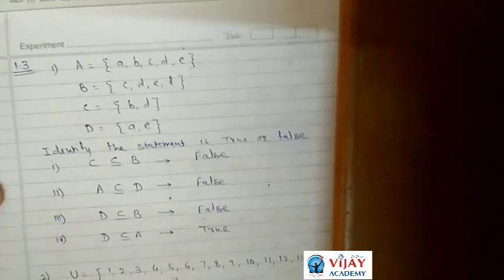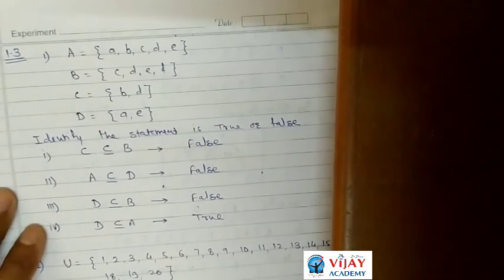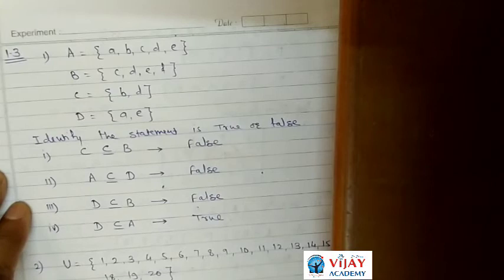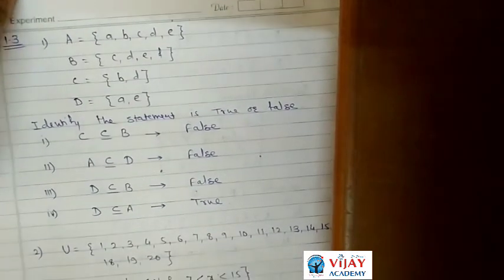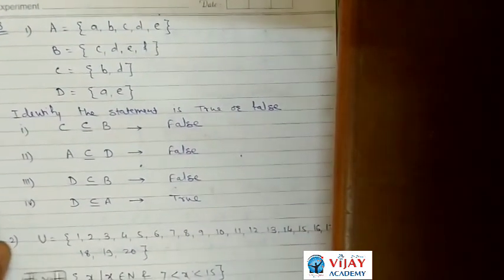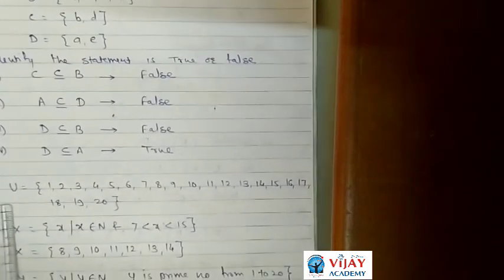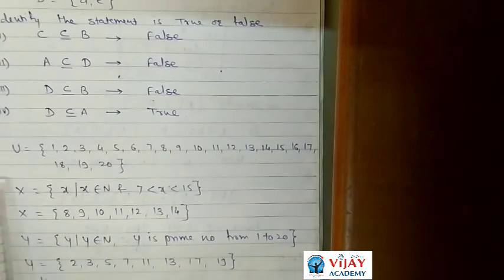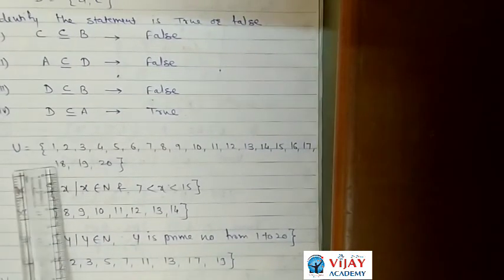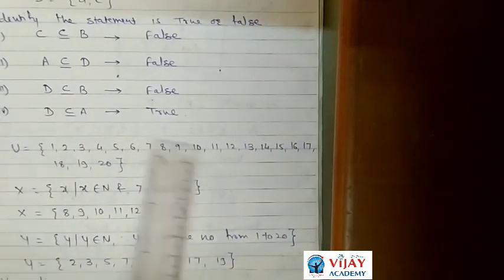Now we'll take the second one. Take the set of natural numbers from 1 to 20 as the universal set and show sets X and Y using a Venn diagram. So U is the universal set and it consists of the elements from 1 to 20, that is the natural numbers. You have to write from 1 to 20.